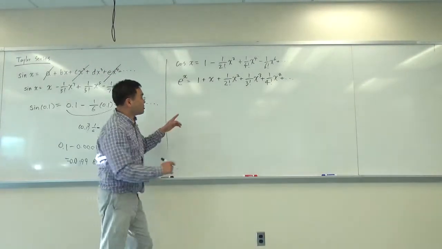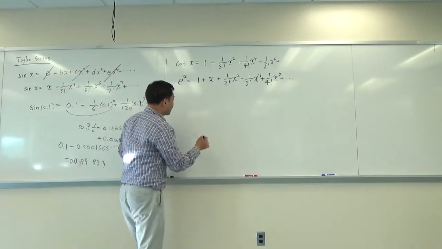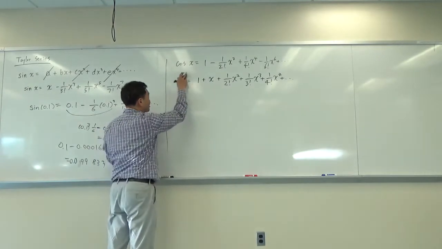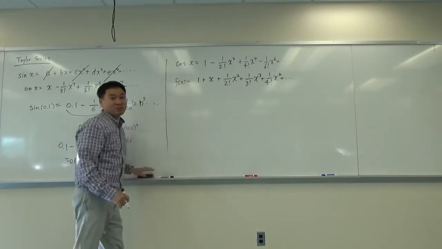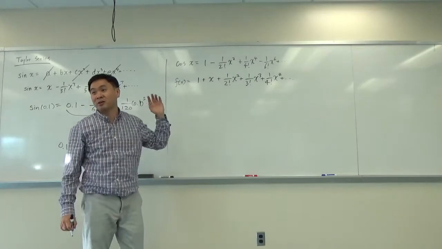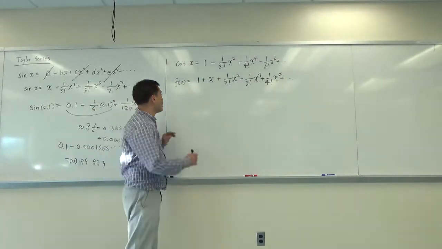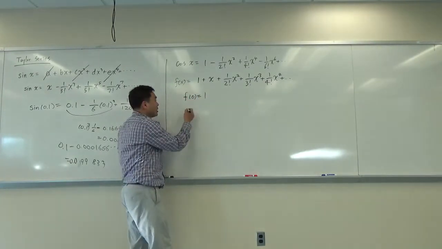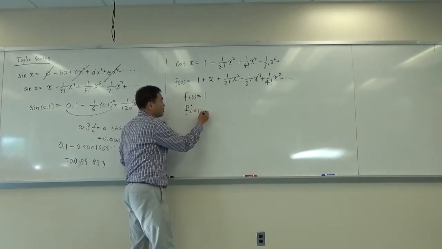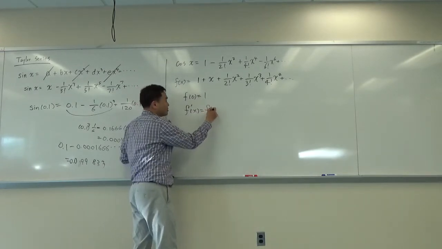So we know that this right side, let's play a game. Let's say somebody gave you this series and didn't tell you what it is, and the question is, what am I? There are two things you understand. F of 0 is 1, and F prime of x, you try to differentiate, you find that it's the same thing as before.